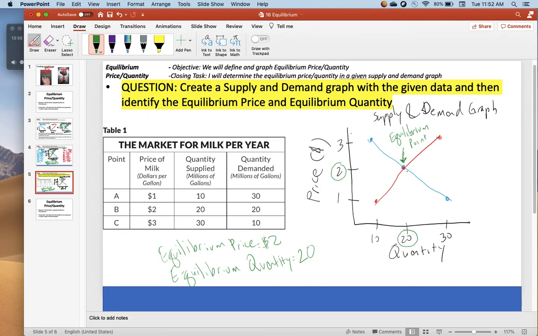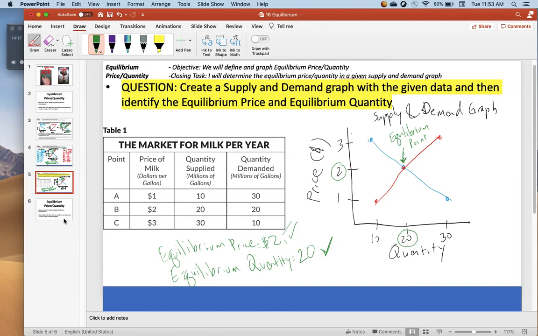Where they intersect, that's my equilibrium point. My equilibrium price at that point is $2. So that's how I got this answer right here. And then my equilibrium quantity at that point is 20. So this is the ideal price and quantity to produce at that price.